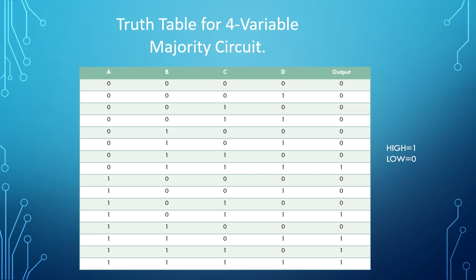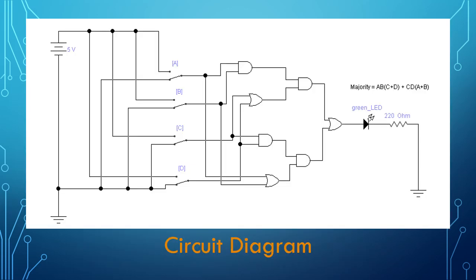The truth table for a 4 variable majority circuit is as follows. We can see that whenever 3 of the inputs are in favor, we have a high output and low otherwise. Obviously, when all of them are in favor, we have a high output. This is the circuit diagram for a 4 variable majority circuit built using the basic logic gates. You may also construct the same with the help of universal gates.